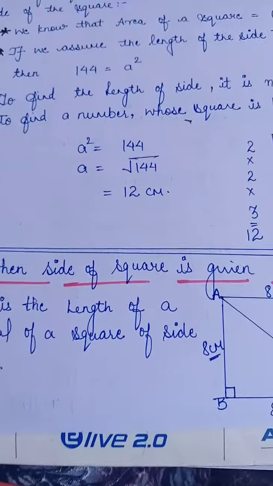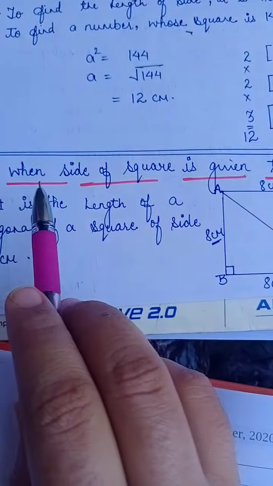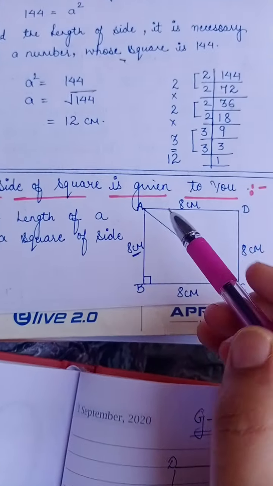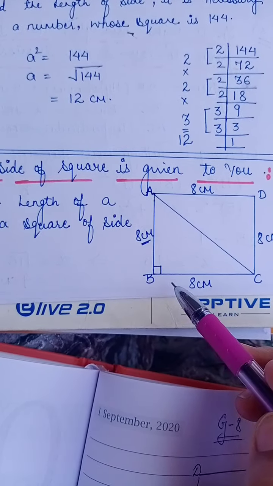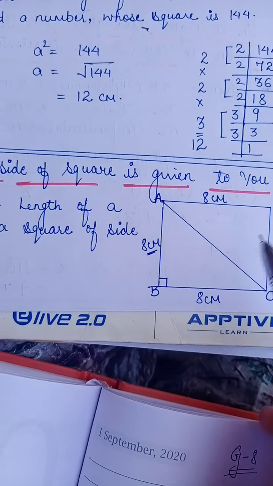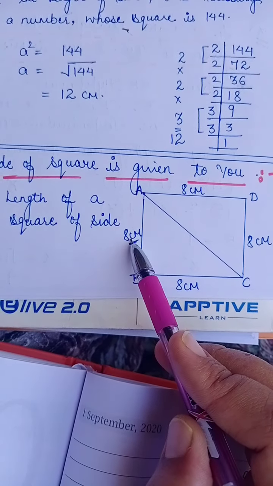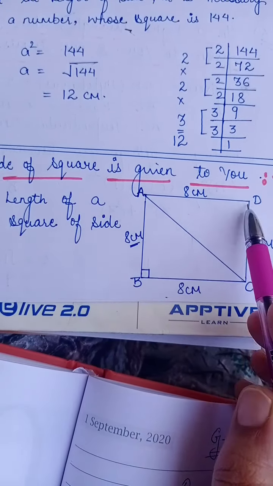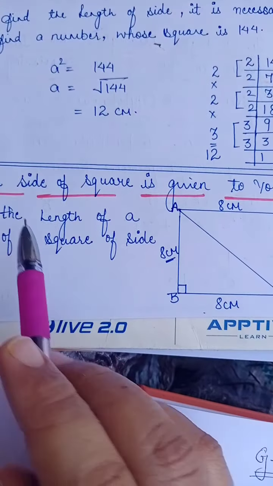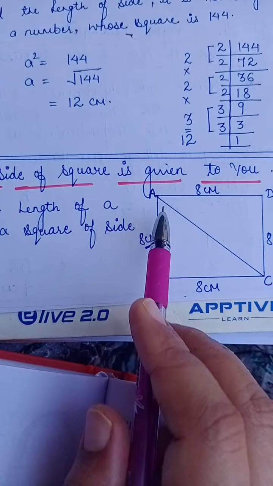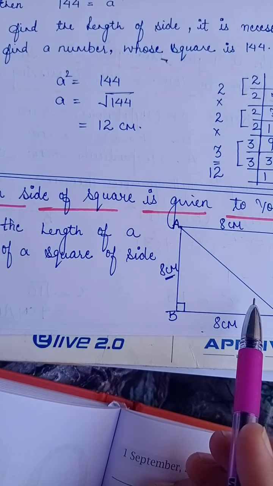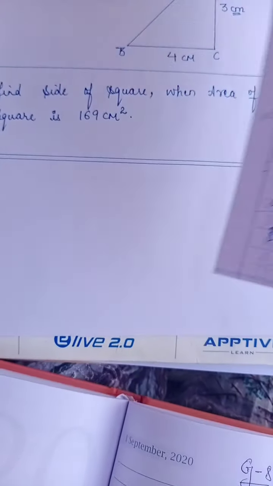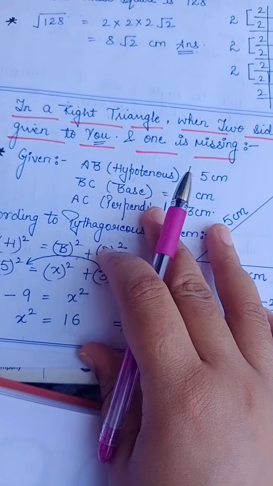What is our next condition? When the side of a square is given to you. See beta, again we have a square. The sides are equal to each other, so AB equals 8 centimeters, BC is also 8 centimeters, CD equals 8, and DA equals 8 centimeters. Whenever the side is given, you have to find the length of the diagonal. How can you find the diagonal length? Let's start. Here is the solution.